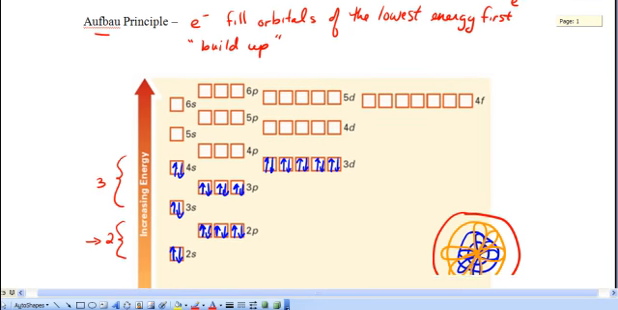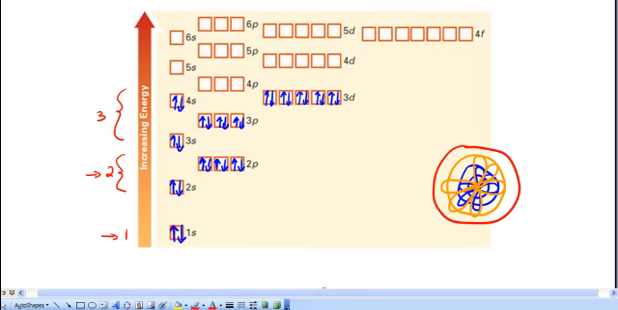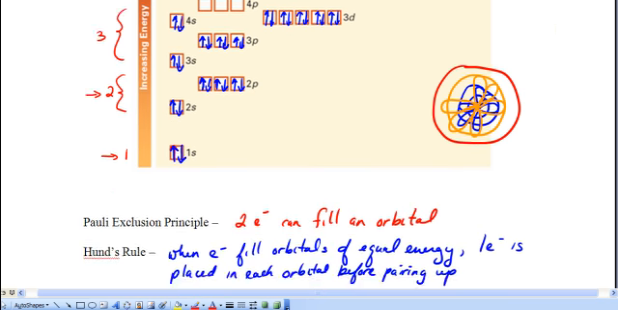They follow the Aufbau principle, which says that they have to start as close to the nucleus as possible, the lowest energy level, and then they work their way further and further away from the nucleus, and hopefully that makes sense. The second rule is called the Pauli exclusion principle, which simply says that two electrons can fit in an orbital at the same time, one spinning up and one spinning down. And so they have to fill that orbital before moving on to an outer orbital.